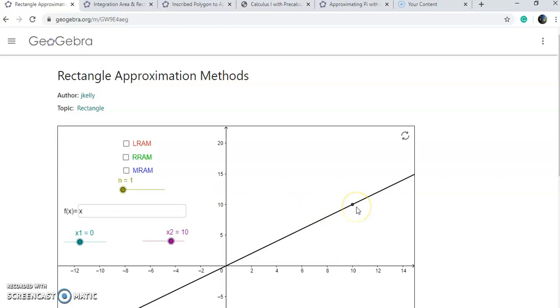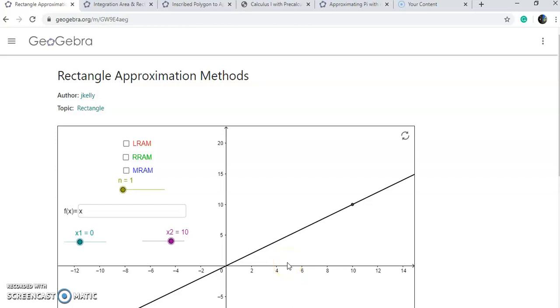We know the area of a triangle is base times height divided by 2. Base 10 times height 10, 100 divided by 2 is 50. We know by the formula the area in this part is 50.